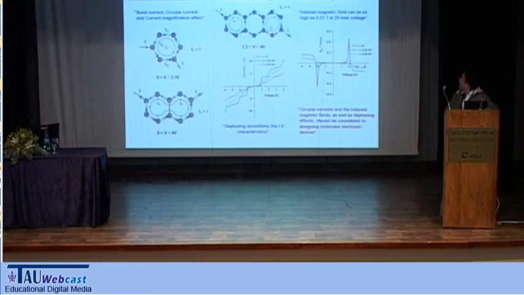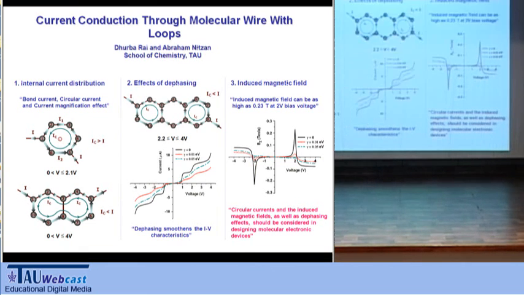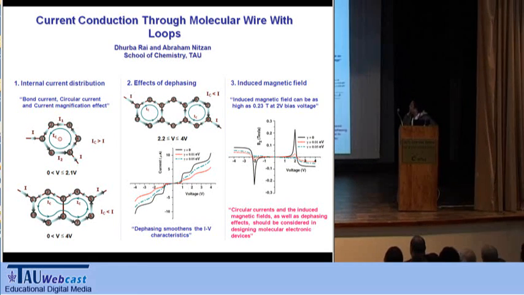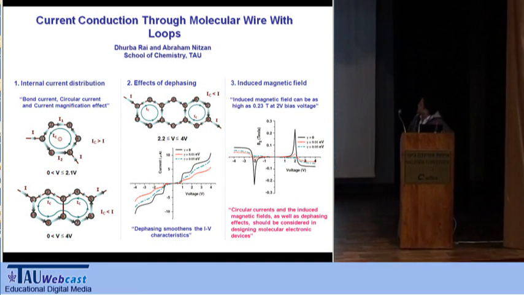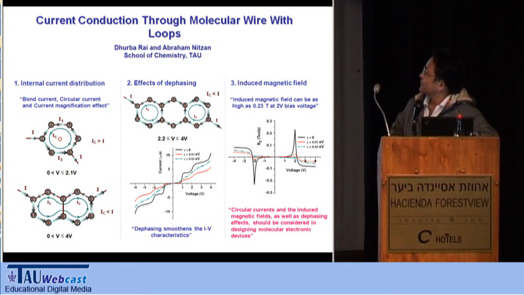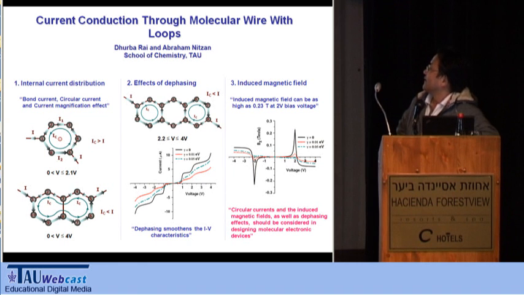Good evening. I'm Dhruva Rai, working in the group of Professor Abraham Nitzan, and my poster is about circular current in molecular wires. Within the tight binding steady state approach, we studied the internal current distribution, that is the local current distribution within the molecular wires, how current will distribute within the molecules. We also studied the effect of dephasing, that is decoherence, and we estimated the local magnetic field.